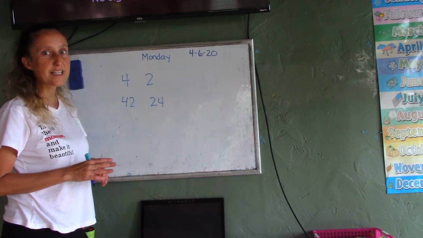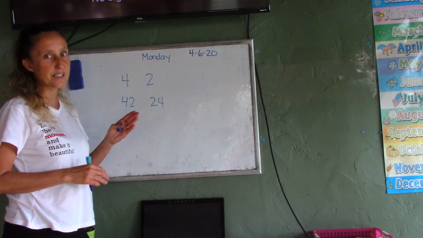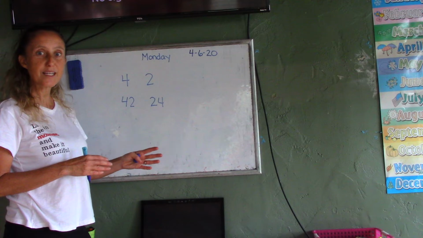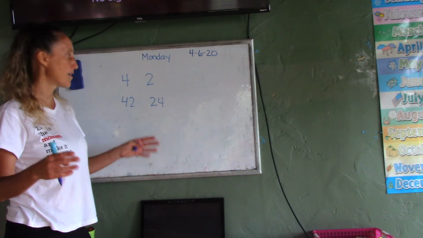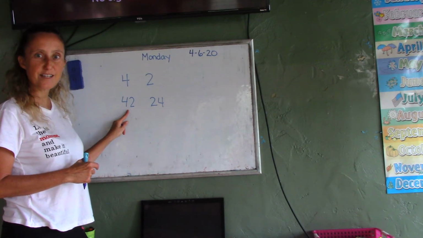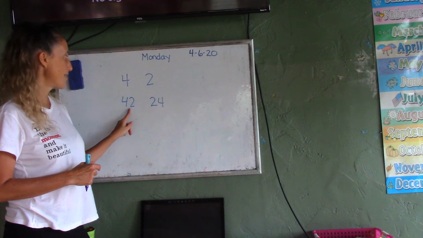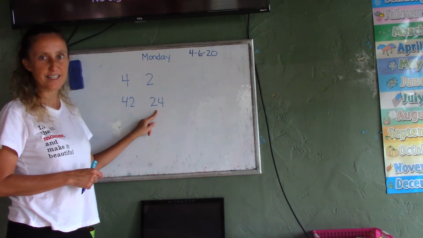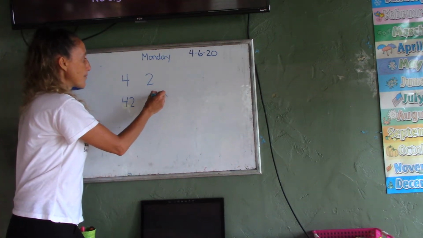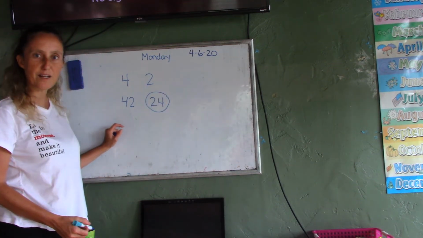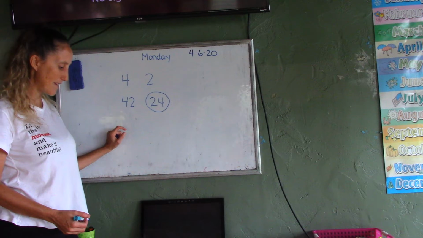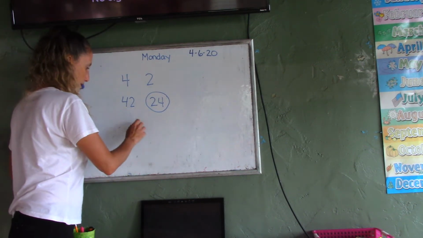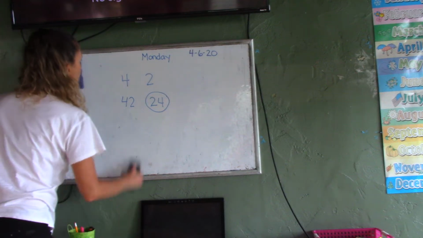Now here's the thing. My number is between the numbers 19 and 31. It has to be between 19 and 31. So would this be the correct answer? No, that's not between 19 and 31, is it? This one is between 19 and 31. So my number would be 24. Very good. All right, now we're going to tally mark. Oh, that's my eraser. We're going to tally mark.